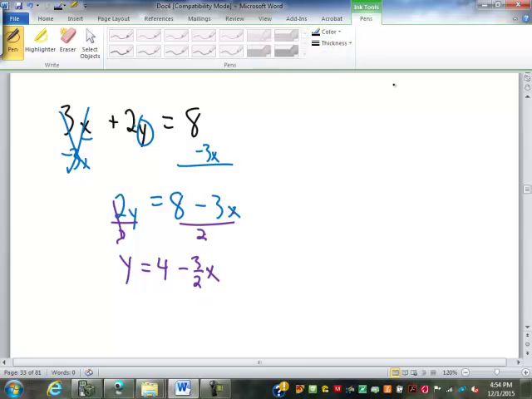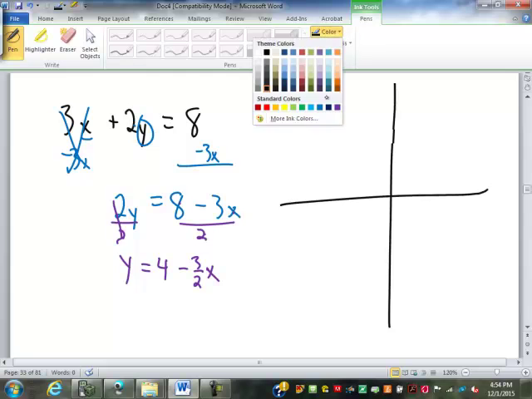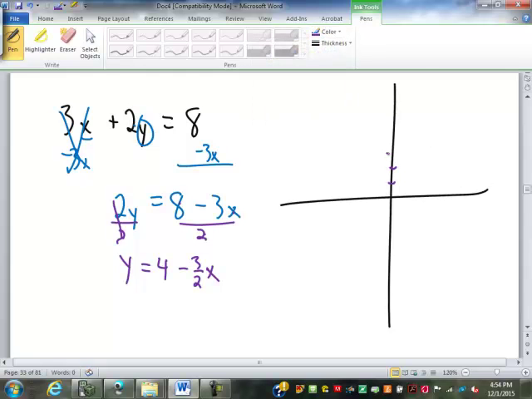And of course, that means we start at what? 4. 1, 2, 3, 4. And from there we go down 3 over 2. There's our line. What do you think?